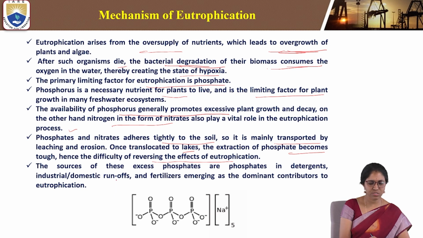The sources of these excess phosphates are phosphates in detergents, industrial or domestic runoffs, and fertilizers. Phosphates and nitrates present in detergents and industrial or domestic runoff and fertilizers are emerging as dominant contributors to eutrophication.